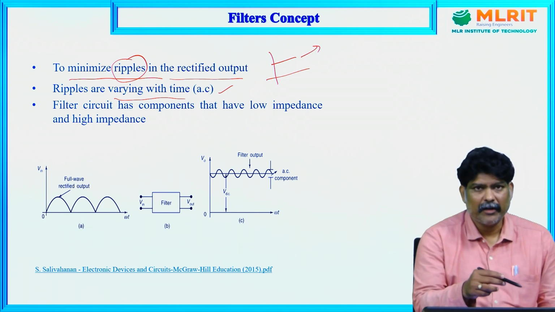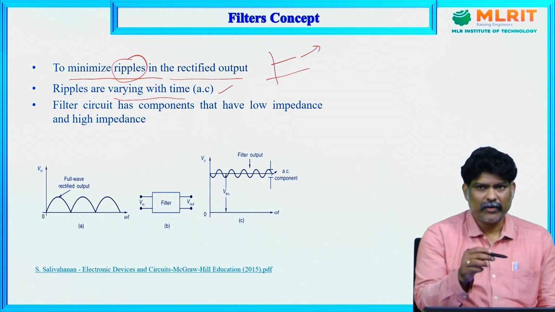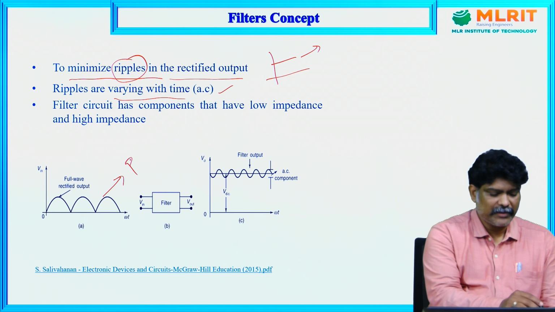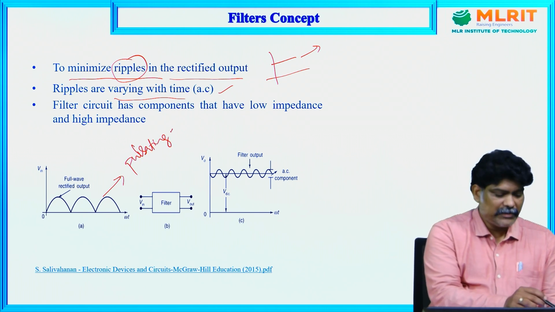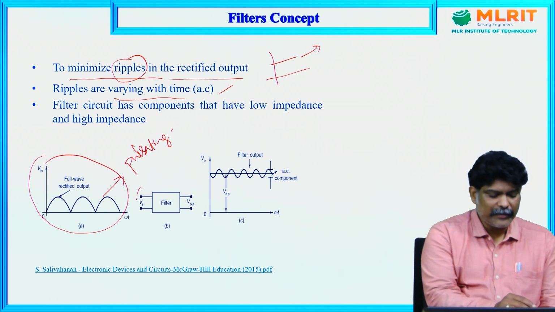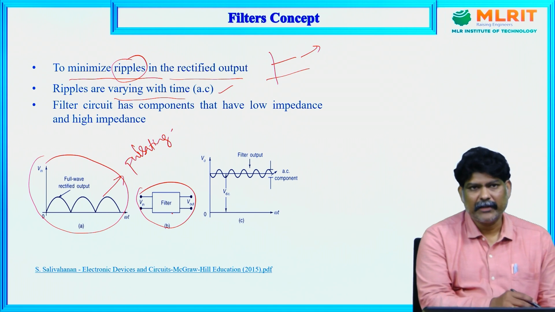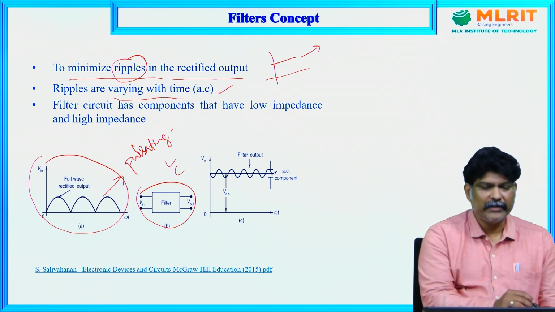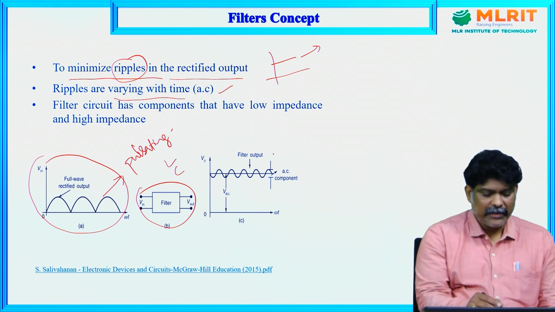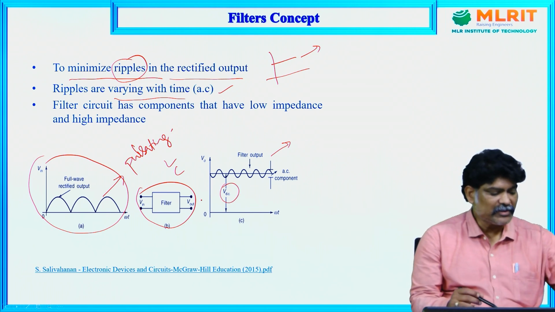Actually, the output of any rectifier circuit is not exactly pure DC. It's a pulsating DC. This is the rectified output of a full wave rectifier. If you apply this to a filter, there are many kinds: inductor filter, capacitor filter, and a combination of inductor and capacitor. This is the actual filtered output, in which you will find pure DC.